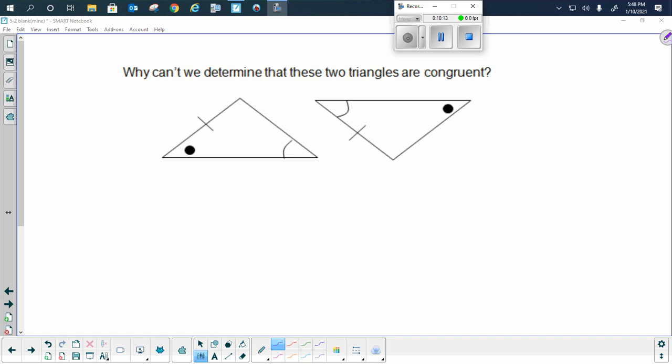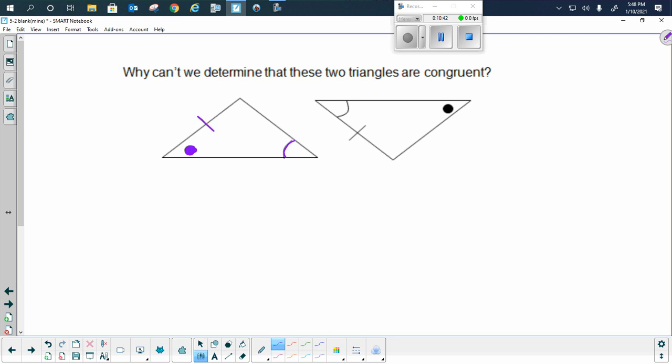Okay, so just looking at the parts that are labeled, I notice in the picture this is an angle, and this is a side. So it's either going to be angle, angle, side, right? It has to have two angles and a side, or it's not going to be congruent. However, we've said the super important thing is that it's got to be the corresponding parts that are labeled correctly.